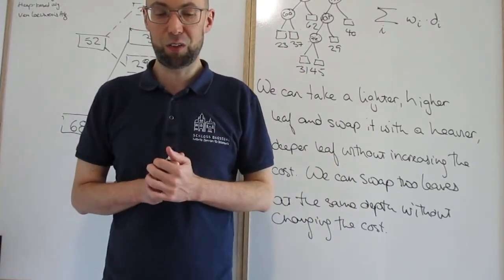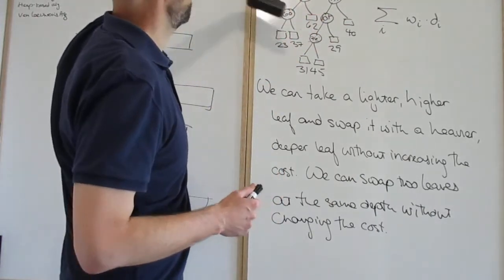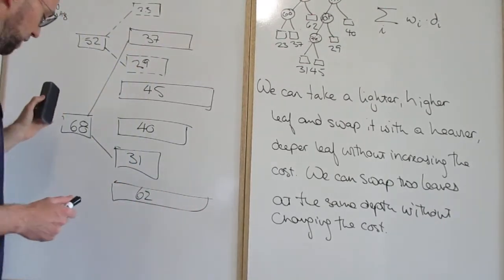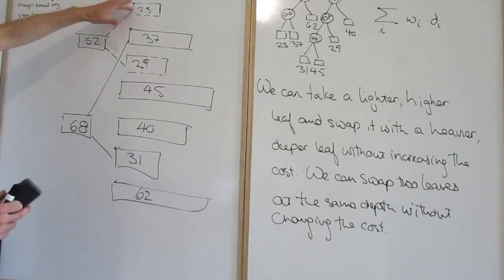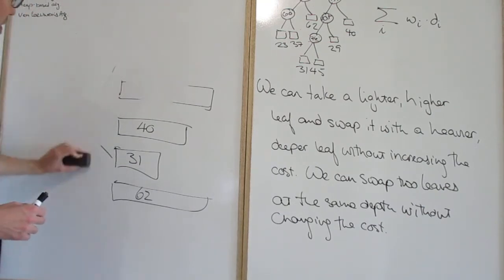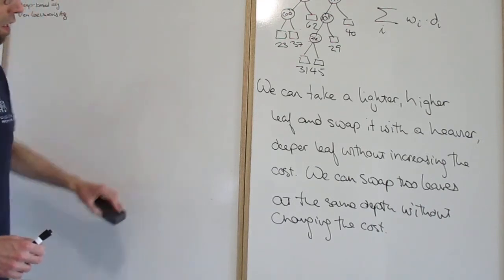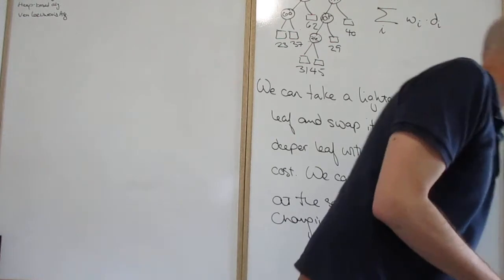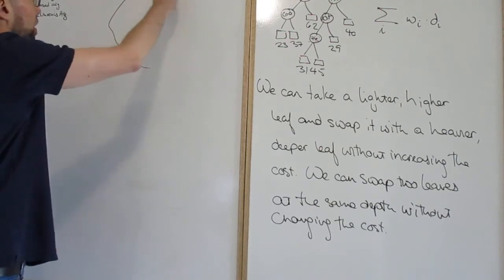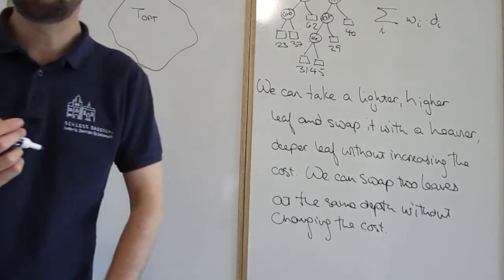Why does this get Alan off the hook? Because suppose somebody gives us a tree, maybe like this one. Remember, Alan said merge 23 and 29. So let's suppose there is a tree like this. There is some tree, T sub opt, some optimal tree.